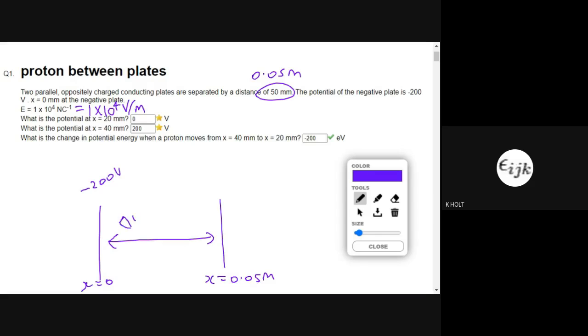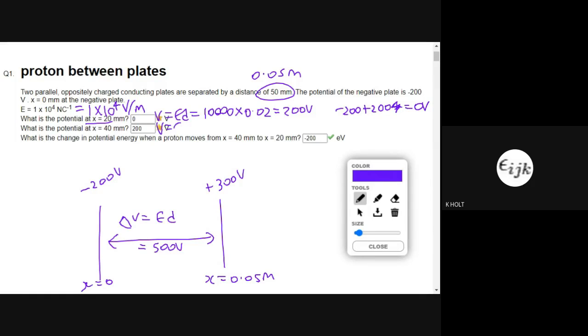The change in voltage over that distance is the electric field times the distance, which is 0.05 times 10,000, which is 500 volts. So my positive plate is at plus 300 volts. To work out the potential at x equals 20, V equals ED, 10,000 times 0.02, which is 200 volts. Let's not forget, we start off at minus 200 volts. Minus 200 plus 200, that's 0.